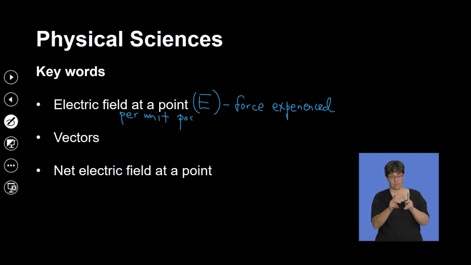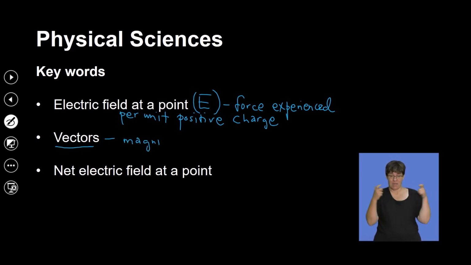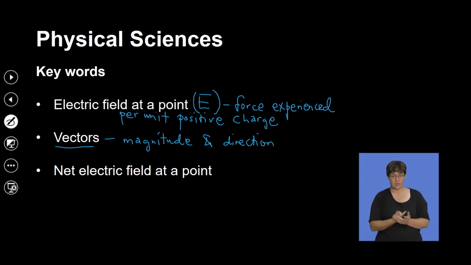Remember, when you talk about a unit positive charge, you are talking about +1 Coulomb, right? So this is the force experienced per unit positive charge, which is a vector quantity. So the emphasis is on magnitude as well as direction. This is one of the vector quantities, and we know that the unit of E is Newton per Coulomb.